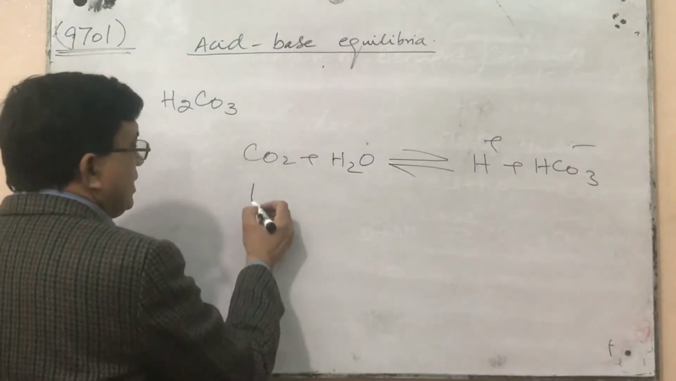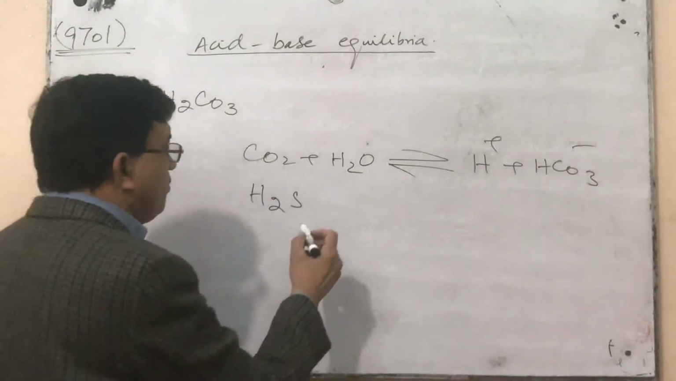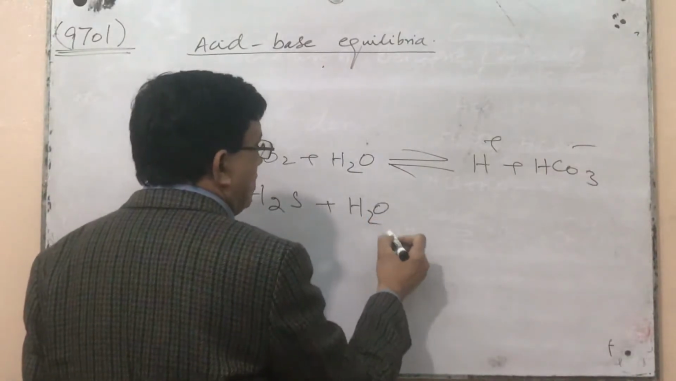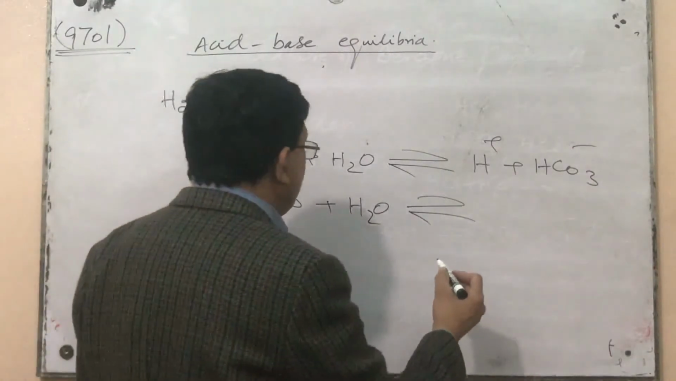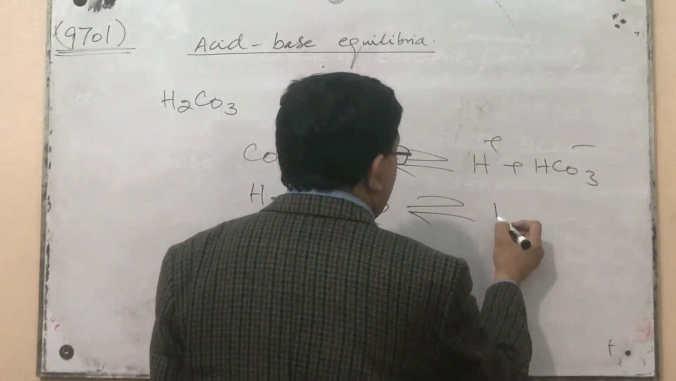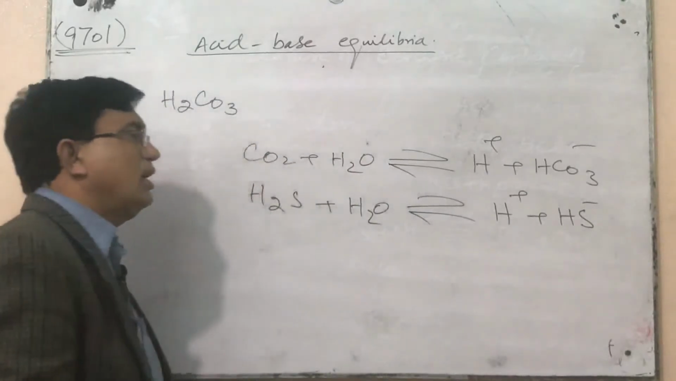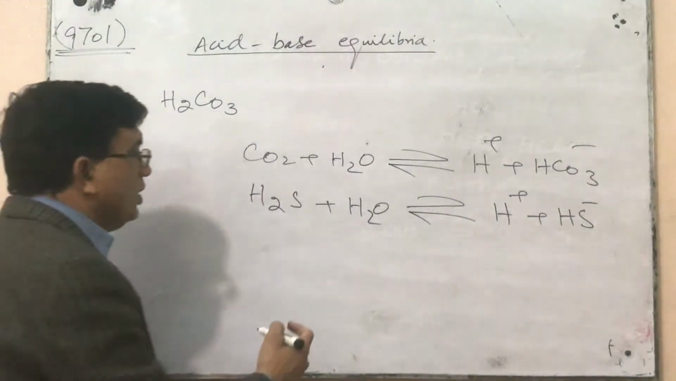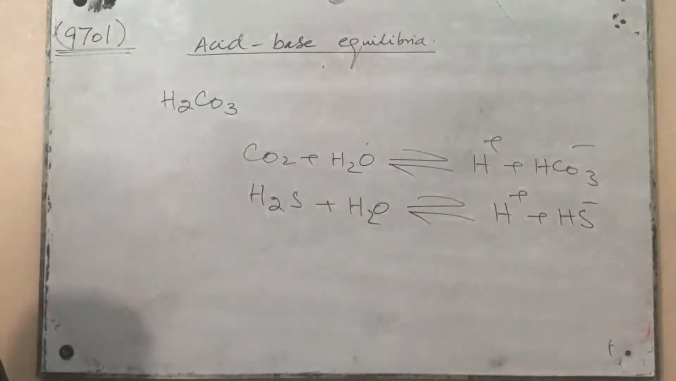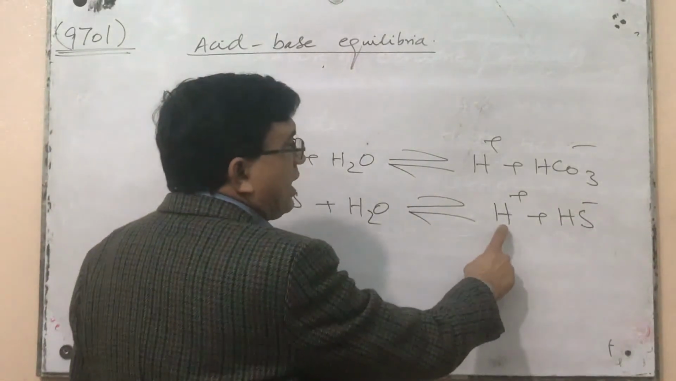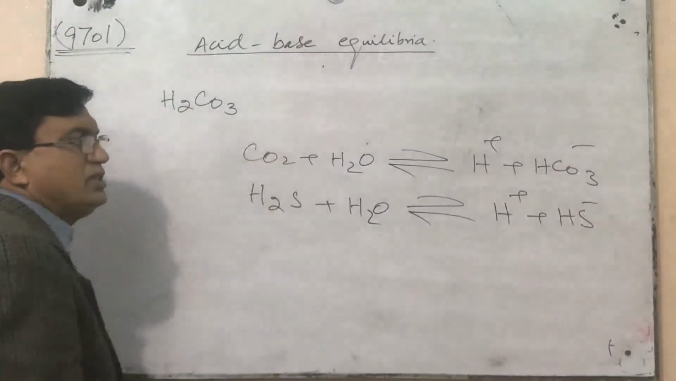Similarly, a weak acid is also H2S. H2S is also a weak acid. Whenever this is added into water, what it will produce? It will produce immediately H positive plus HS negative 1 in case of aqueous solution. So it means that here in this case carbon dioxide and H2S is producing H positive ion after reaction with water. It means that the nature of both of these is acidic.